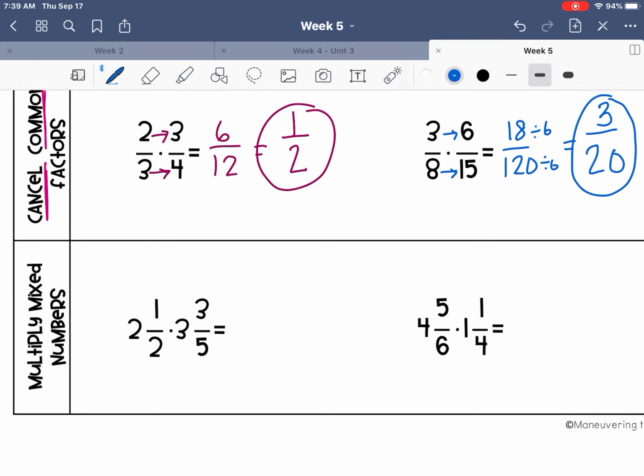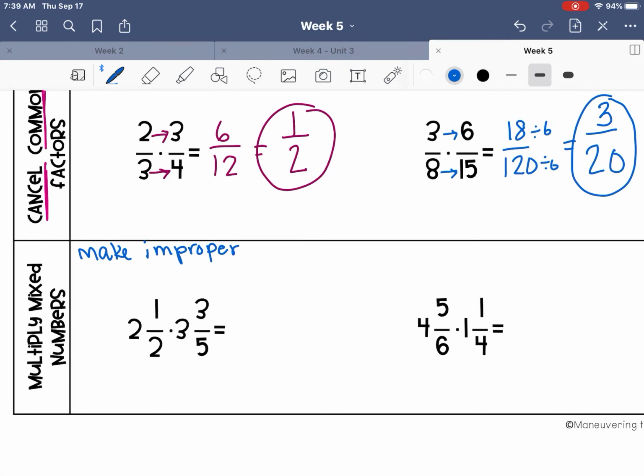Now let's talk about multiplying mixed numbers. So I've got 2 and 1/2 times 3 and 3/5. First I have to make both of these numbers improper. Always make mixed numbers improper. You cannot multiply them otherwise. Just trust me, it's not done. I could spend all day explaining to you why, but you would be bored and I would be tired of talking. So, just trust me.